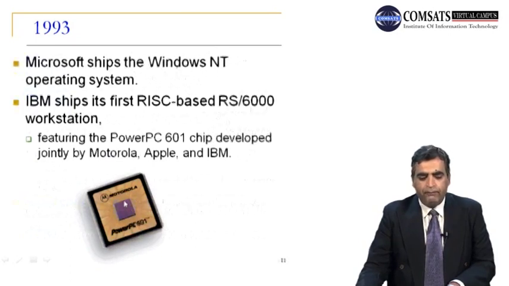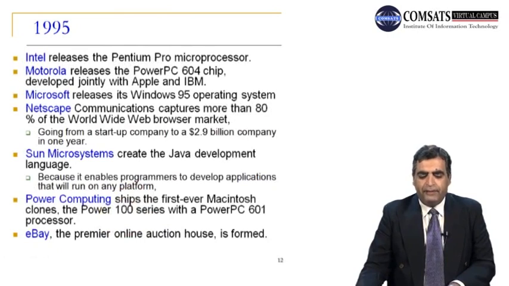In 1995, Intel releases the Pentium Pro microprocessor, which is a 64-bit machine. Like 80286, 80386, 80486, the Pentium should be 80586. But in that series, Intel registered Pentium in its own name so that no other company can use the word Pentium. Motorola in the same year releases the PowerPC 604 chip, which is a RISC-based machine developed jointly with Apple and IBM.